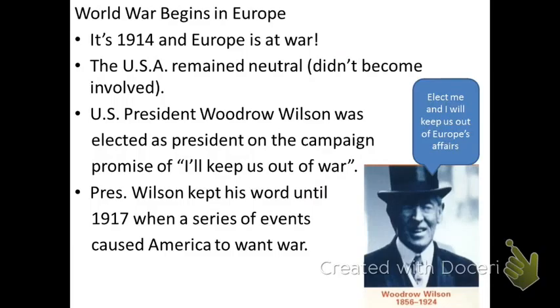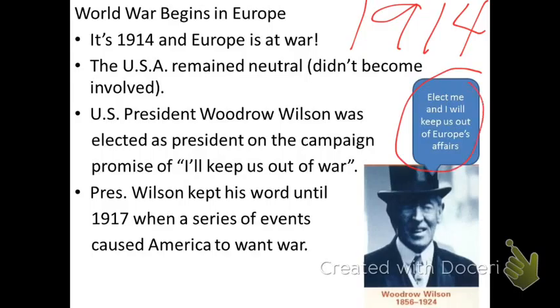And here's our last slide of this presentation. World War I begins in Europe. It is 1914. Here's a picture of Woodrow Wilson. "Elect me, and that will keep us out of Europe's affairs." Again, 1914, he's in the middle of his first term. He was first elected in 1912. Up to this point, he was primarily known as a progressive president.